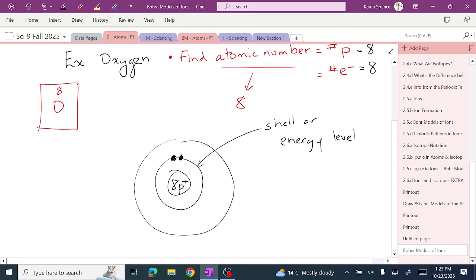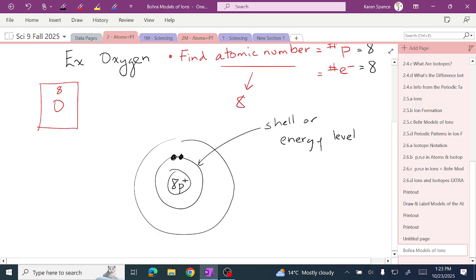That means after that, our first shell is full. So for the rest of the 8 electrons, we need to move to the second shell. Where do we put the next one? Do I put it at the top, the right, the bottom, or the left? Top. Although I wouldn't mark it wrong, as long as you don't pair them up until you have to. Where does the next one go? On the right. And then we go to the bottom, and then we go to the left.